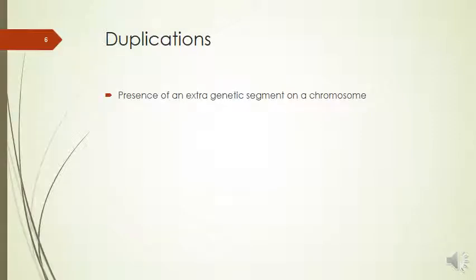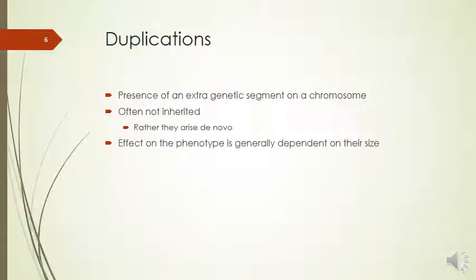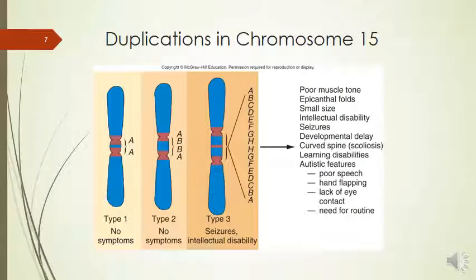Duplications are the presence of an extra genetic segment on a chromosome, often not inherited, rather they arise de novo. The effect on the phenotype is generally dependent on their size. Larger duplications tend to have an effect while smaller ones do not. This next slide illustrates duplications in chromosome number 15. A study of duplications of parts of chromosome 15 revealed that small duplications do not affect the phenotype, but larger ones may. The letters indicate specific DNA sequences which serve as markers to compare chromosome regions. Note that the duplication is also inverted.